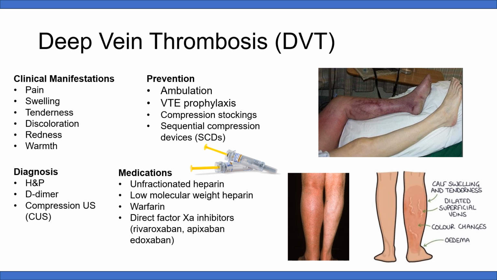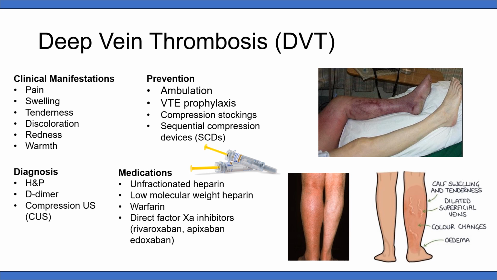So D-dimer is not conclusive. It's just a tool that we use. If the patient has all the other signs and symptoms and the D-dimer is high, then they'll say, yes, you have a DVT. But if you don't have any signs and symptoms and your D-dimer is high, then that's not a definitive diagnosis because the D-dimer can be elevated in other situations unrelated to a blood clot. Compression ultrasound, that's just a type of ultrasound they could also do to visualize the vessels.